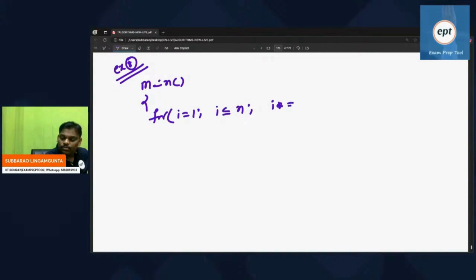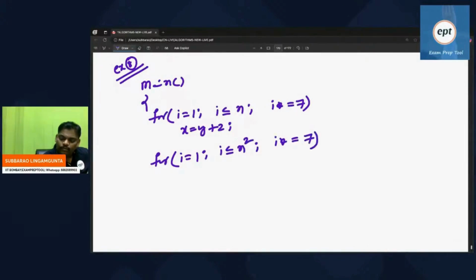i into equal to 7. Always multiplying by 7. Next one, for i equal to 1, i less than or equal to n square, i into 7. x is equal to y plus z.